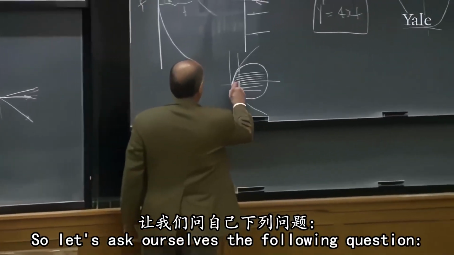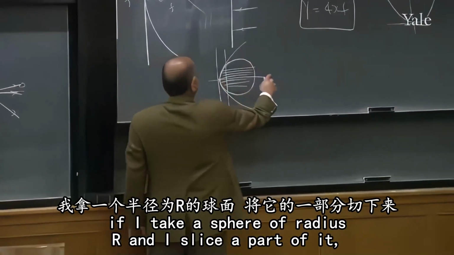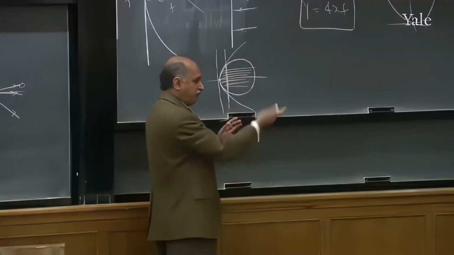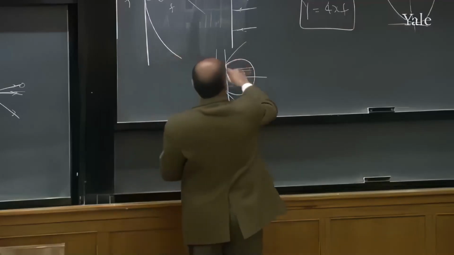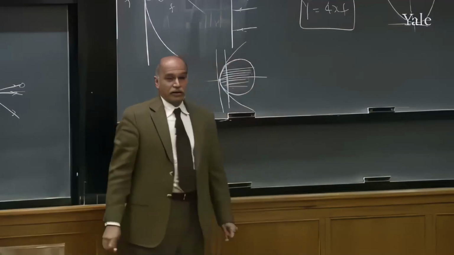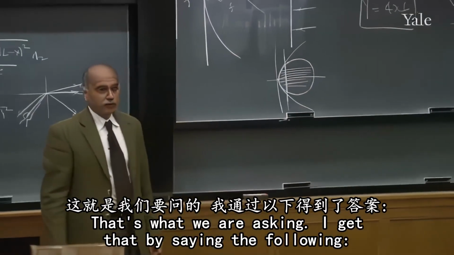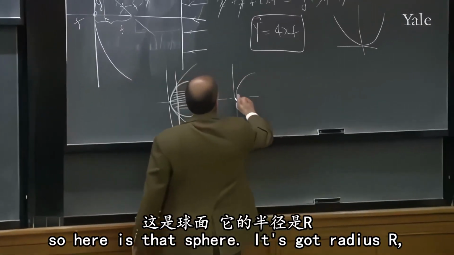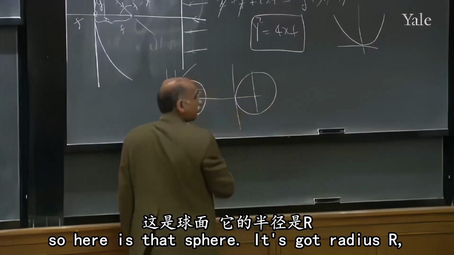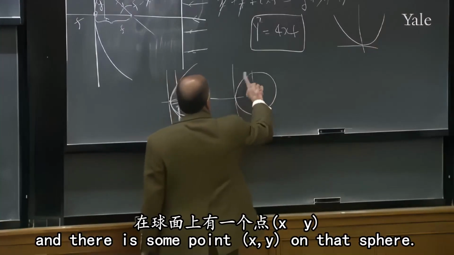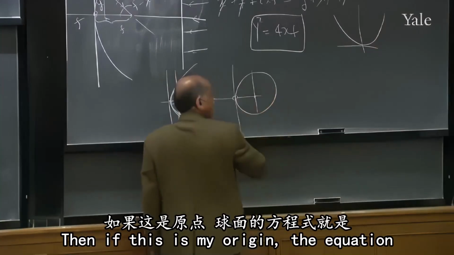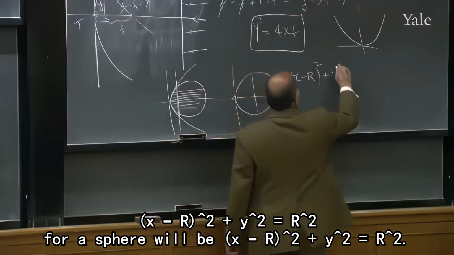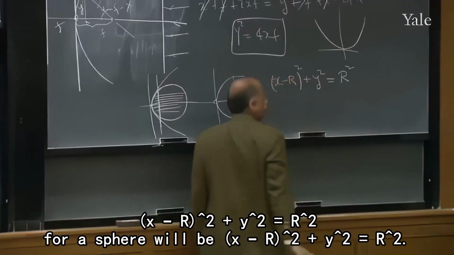So let's ask ourselves the following question. If I take a sphere of radius r and I slice a part of it, okay, it's a hollow sphere, I slice a part of it and I paint it with silver, so I got a mirror, this part of it. What will be the focal length of that? That's what we are asking. I get that by saying the following. So here is that sphere. It's got radius r, and that is some point x, y on that sphere. Then if this is my origin, the equation for a sphere will be x minus r squared plus y squared equal to r squared.